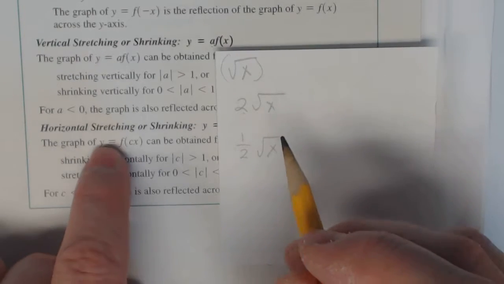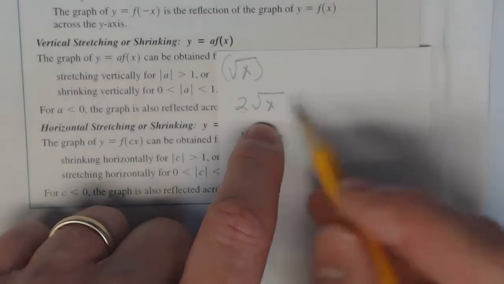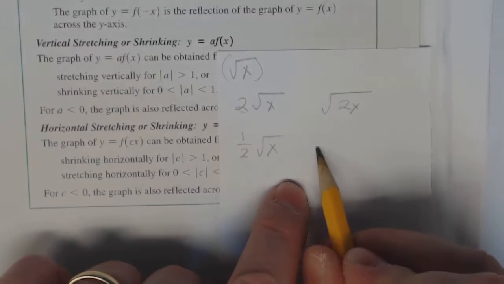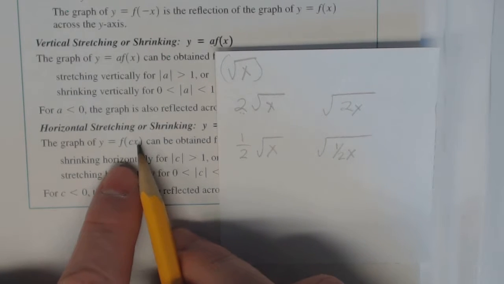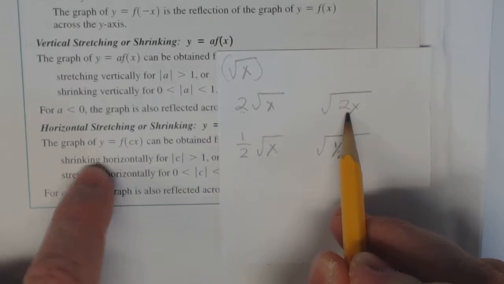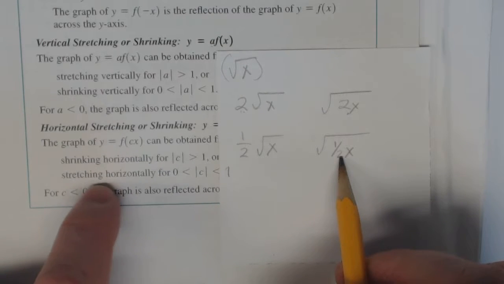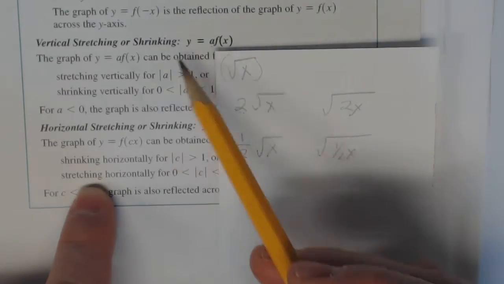Okay, now, so how is that different than a horizontal? Well, the 2 would actually be on the x. What I mean by that is it would be square root and it'd be 2x. Or it'd be a square root and a 1/2 x. See, the difference is the value you multiply by is actually on the x. Now, if it is bigger than 1, in this case, it's going to be a horizontal shrink. If it's between 0 and 1, which is this case, it's going to be a horizontal stretch. So there's your different methods for horizontal stretching and shrinking.